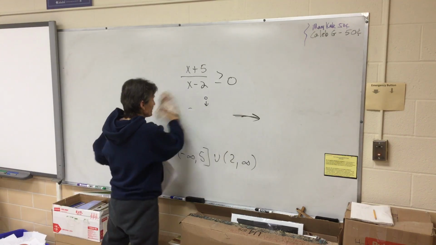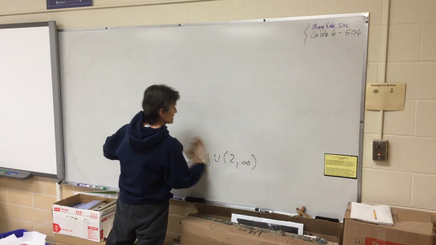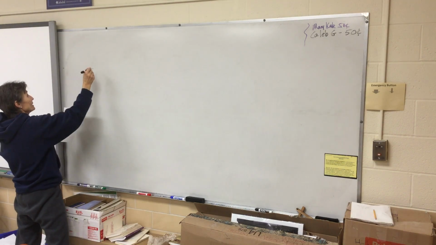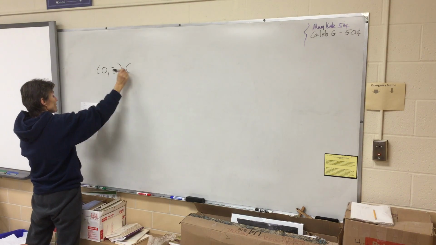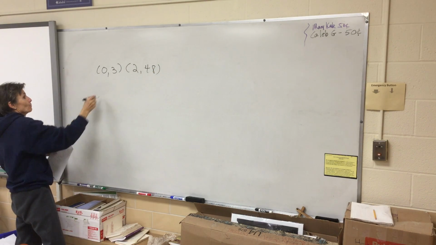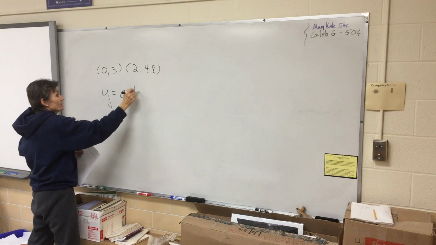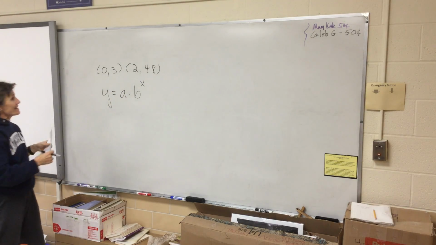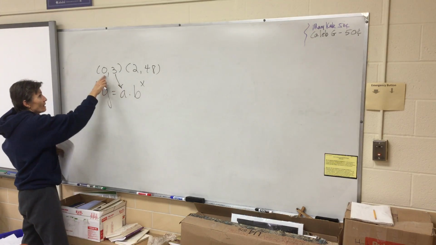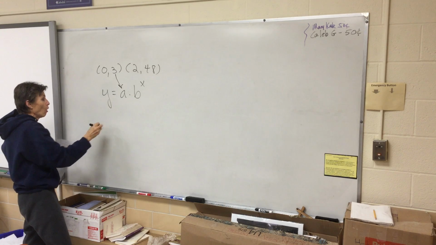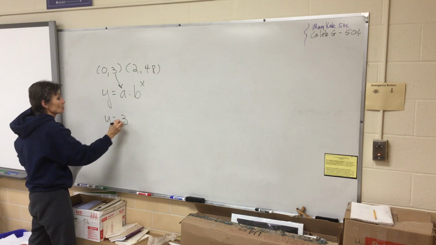So here we go. Number 1, we're going to write an exponential function containing (0, 3) and (2, 48). Now, remember, an exponential function is a times b to the x. And we know that the number paired with the 0, the y-intercept, is always the initial value. It's always a.